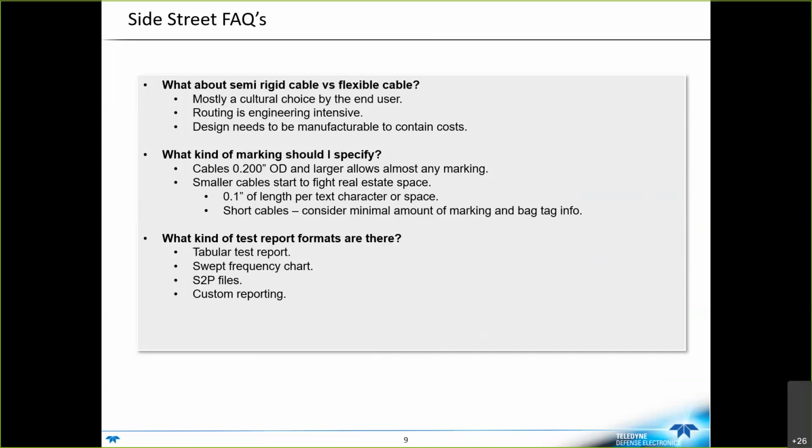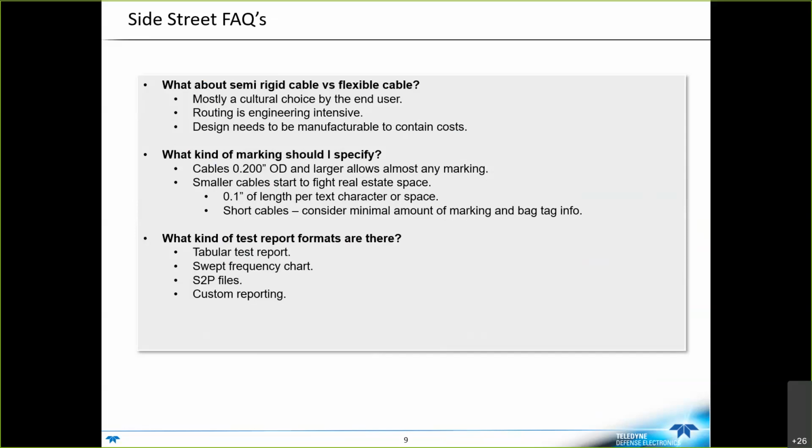The second big issue that is huge, huge, huge is marking. I would say one of the biggest issues that I face in discussions is about marking the cables. If a cable is a good size, 200 thousandths or larger, that's a pretty big cable. It's going to allow almost any type of marking text. There's usually ample length and circumference around the cable to be able to put in multiple lines of text. So I'm not particularly concerned about that.